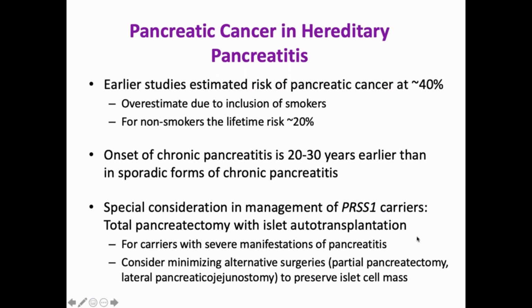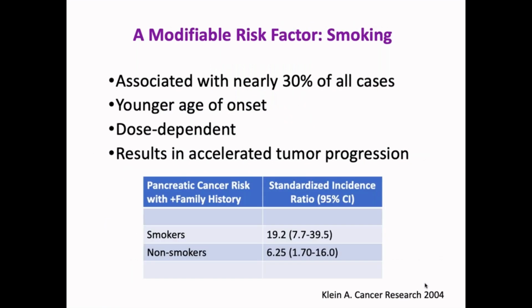At our center, we see a lot of pancreatitis, and especially with PRSS1 carriers. It's important for us to consider and start an early discussion in individuals who are severely affected about total pancreatectomy with autoislet transplantation. And that's important because there are other surgeries that we might want to hold at bay and minimize in order to preserve islet cell mass, especially in those who present again with severe manifestations and may be going down the route of a total pancreatectomy.